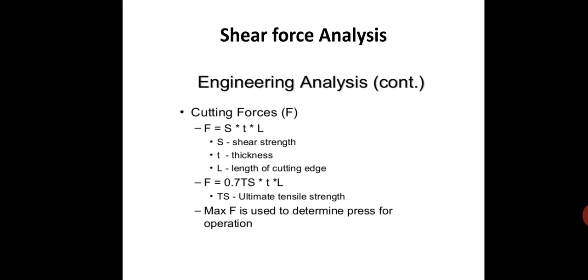Here is a force analysis in the shearing operation. Cutting force F is equal to shear strength times thickness times length of the cutting edge, that is F is equal to S into small t into capital L. The shear strength is 0.7 TS into small t into L. TS means ultimate tensile strength. The maximum force is used to determine the press for operations.